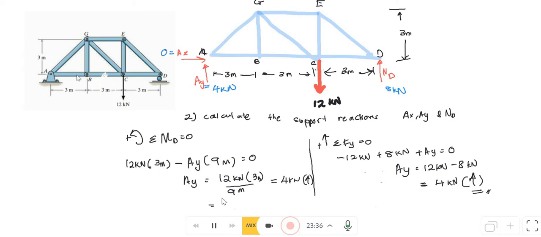So you can also double check your answer, or it can be your option to calculate the AY value. Okay, so you write the 4 kilonewton there, 8 kilonewton there. So we already proceed with this, we already in step 2. We can now move to step 3. Step 3 is actually zero force member. We can also identify before we draw the FPD or before we calculate the support reaction.